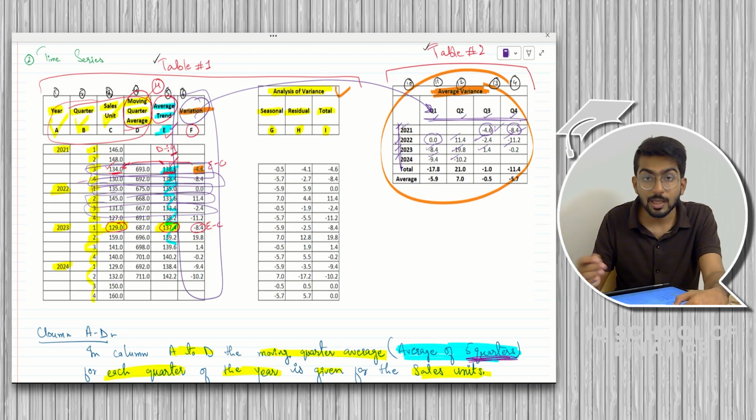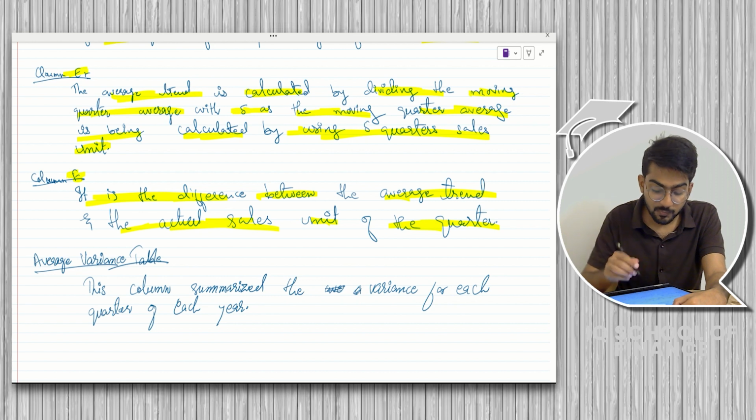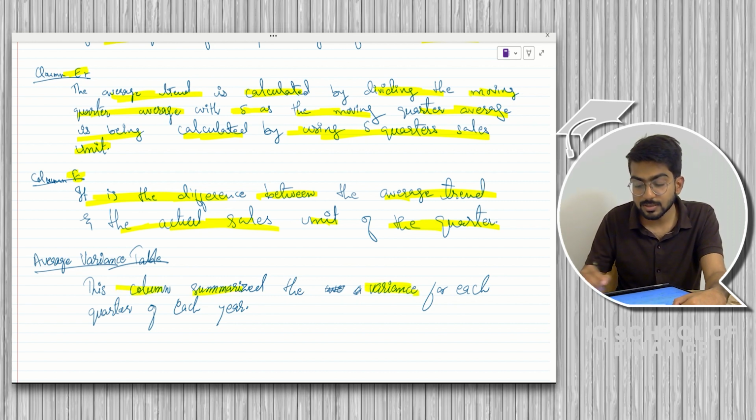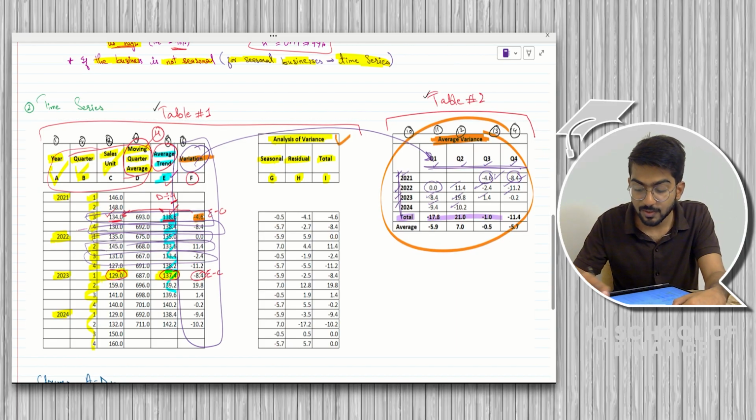Okay. So now let us draft about the average variance table. Alright. So now we have written this column to summarize the variance for each quarter of each year. But the table is not finished yet. There is something else in this table as well. Here we have the total. We have made a total of all these values. These total 17.8, total 21.2, total -1, total -11.4. And then we have found out the average of these all.